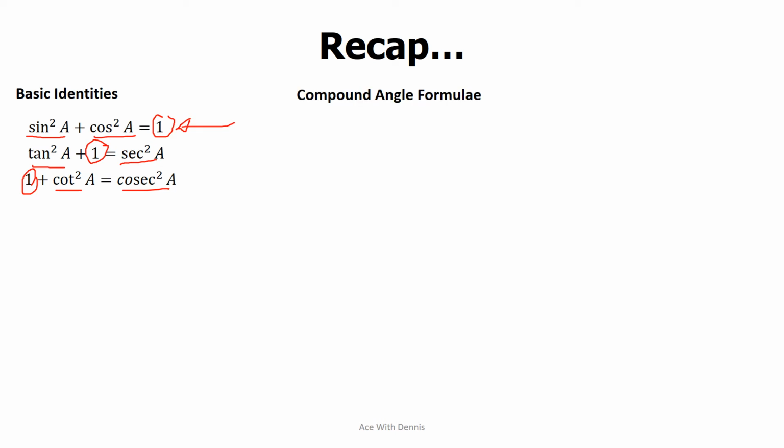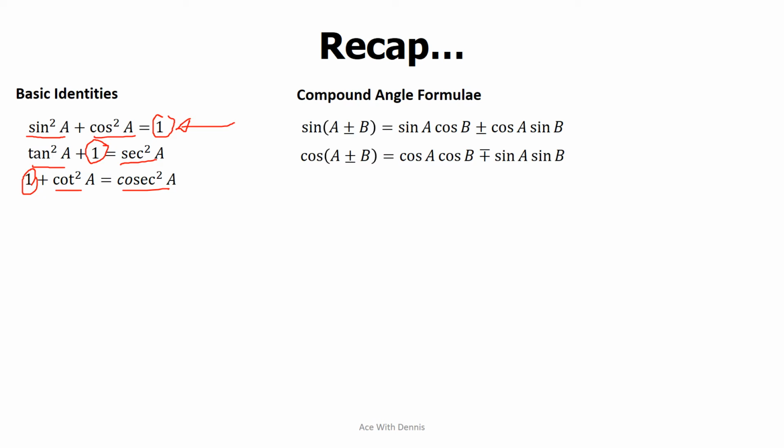The second type of formula is the compound angle formula. We have sine A plus minus B equals sine A cosine B plus minus cosine A sine B. Cosine A plus minus B equals cosine A cosine B minus plus sine A sine B. Tangent A plus minus B equals tangent A plus minus tangent B over 1 minus plus tangent A tangent B. When do you know you need to use this formula? Usually you see that in the trigo function sine, cosine or tangent, there are two angles plus or minus together. Then you use the compound angle formula.